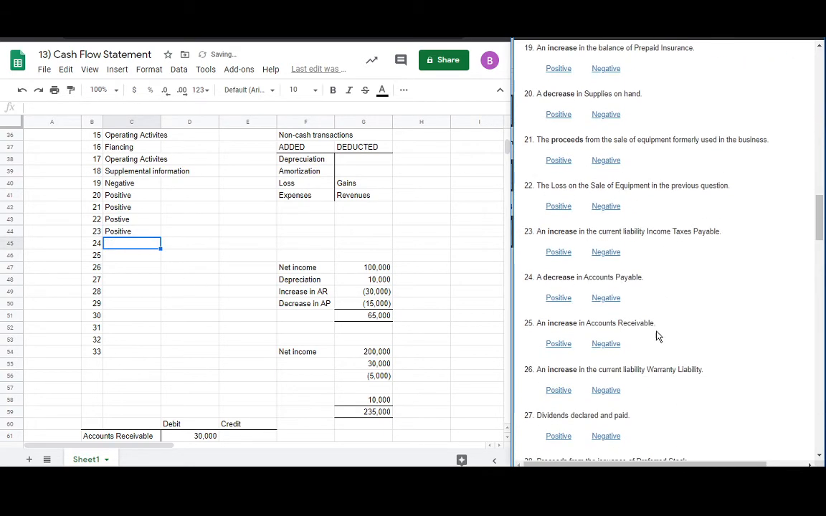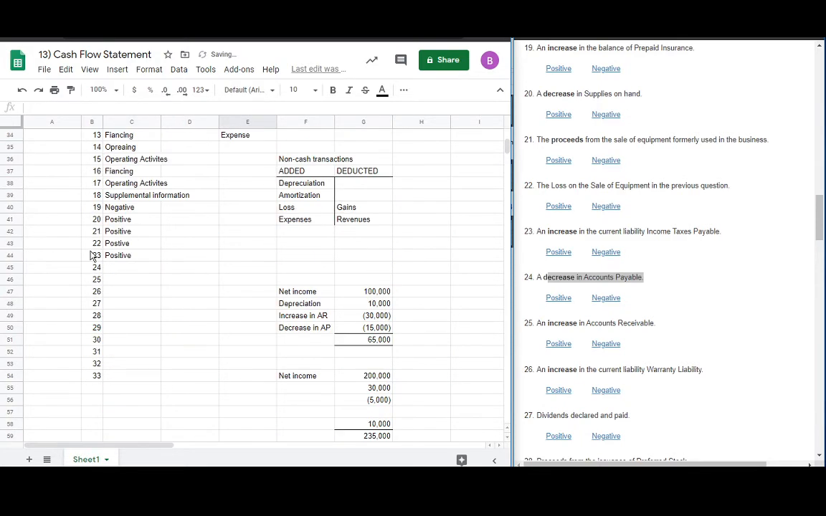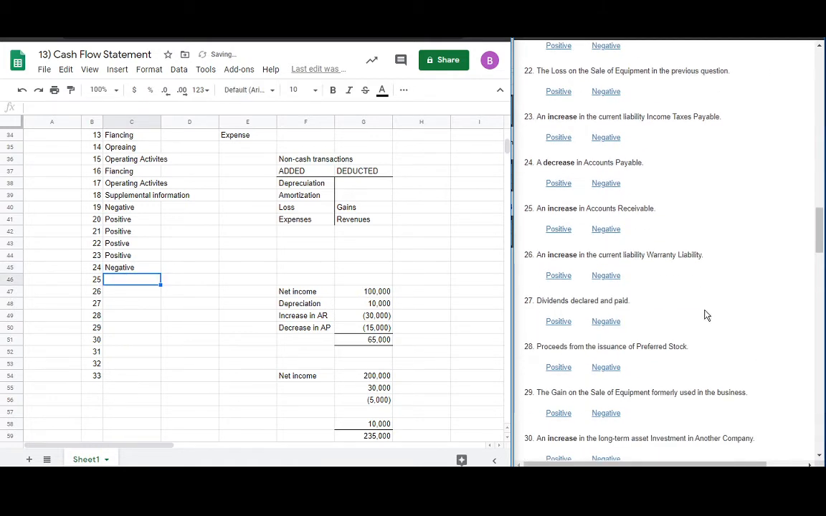And 24, a decrease in accounts payable. So when there's a credit, what is a decrease in payable? It is a debit. Let's see, accounts payable here, for example, 50,000. So the corresponding amount would be cash of 50,000, and so decreasing, or negative. Let's put negative. And 25, the increase in accounts receivable, again, tumataas yung asset natin, so dapat may katumbas na pagbaba ng asset. So negative.